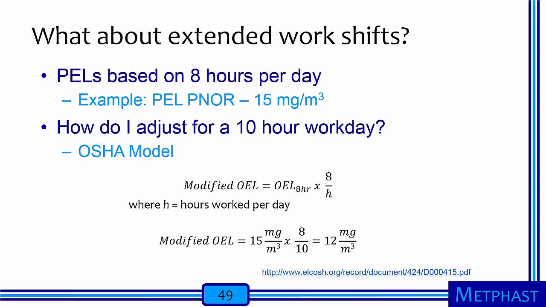So for this example, I calculate the modified occupational exposure limit. The permissible exposure limit for particles not otherwise regulated is 15 milligrams per meter cubed, times 8 hours divided by 10 hours, and I get the modified OEL is 12 milligrams per meter cubed. So the OEL is lower for a worker who works longer hours, and that makes sense because their body doesn't have as much time to recover.